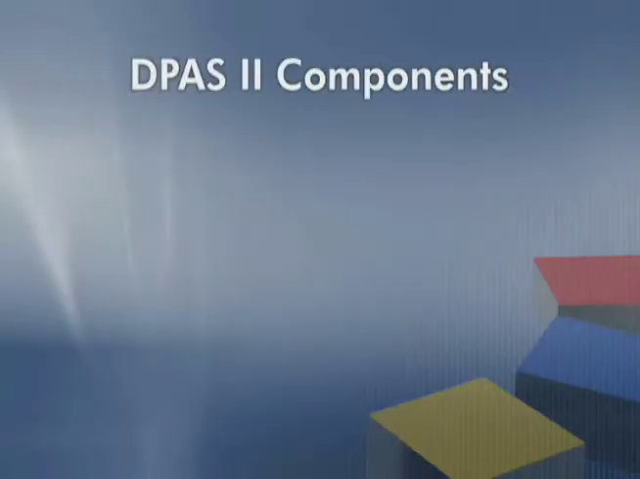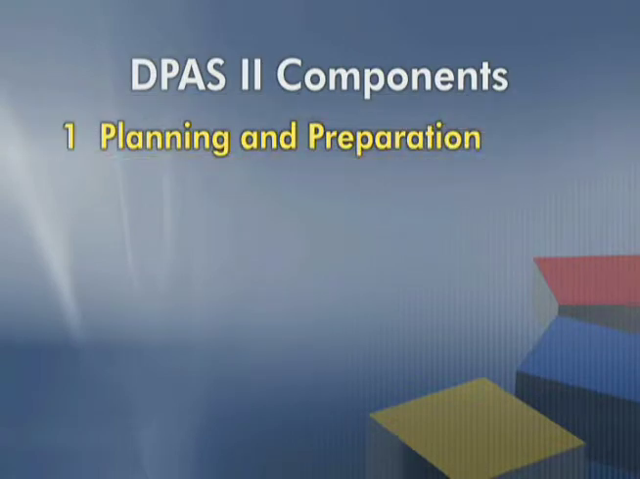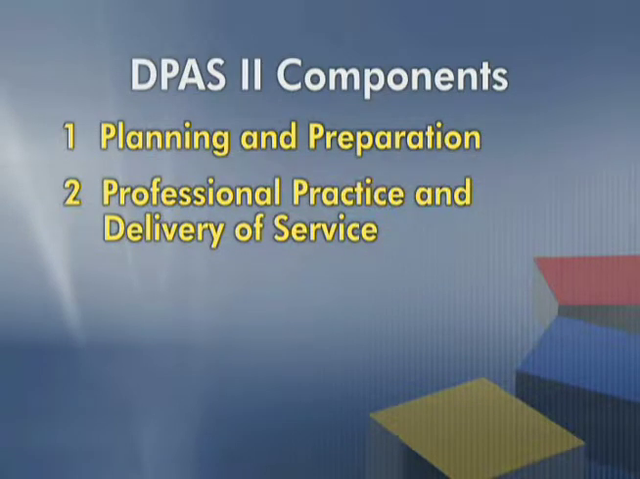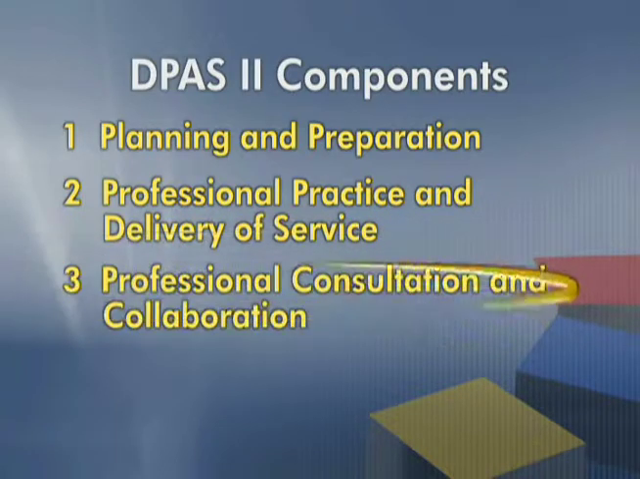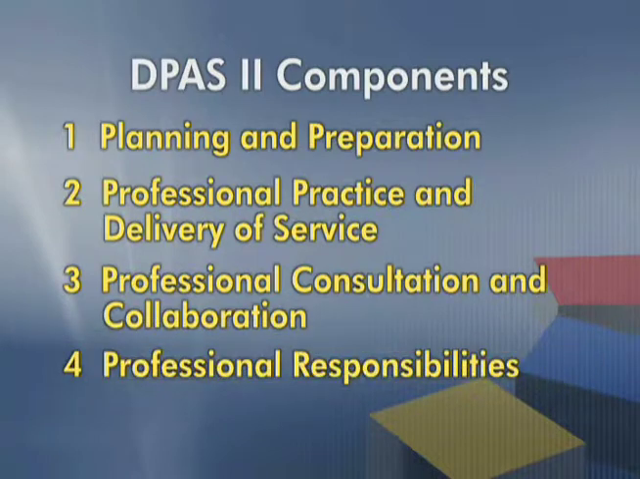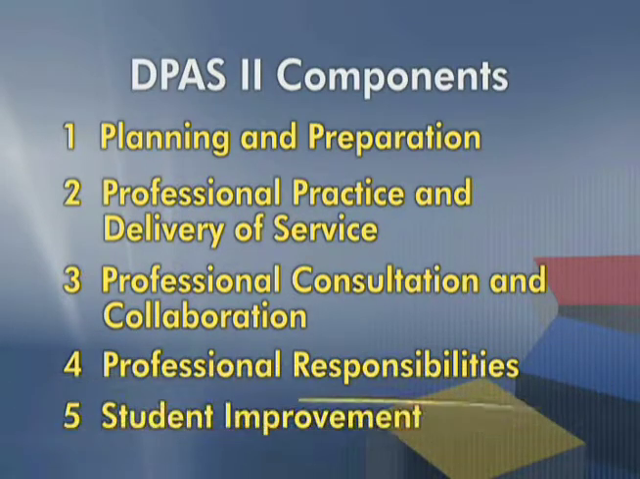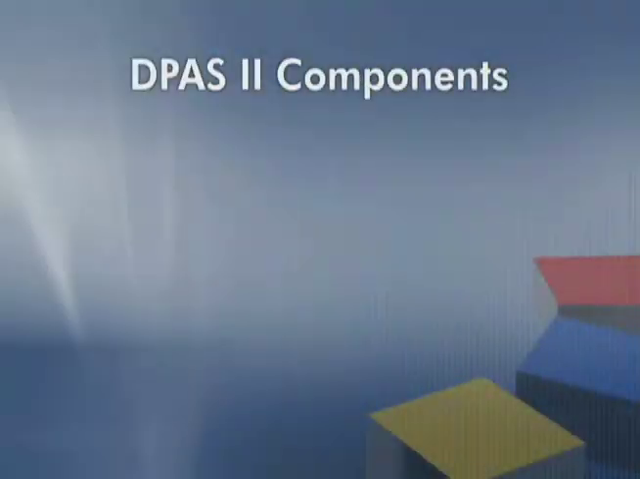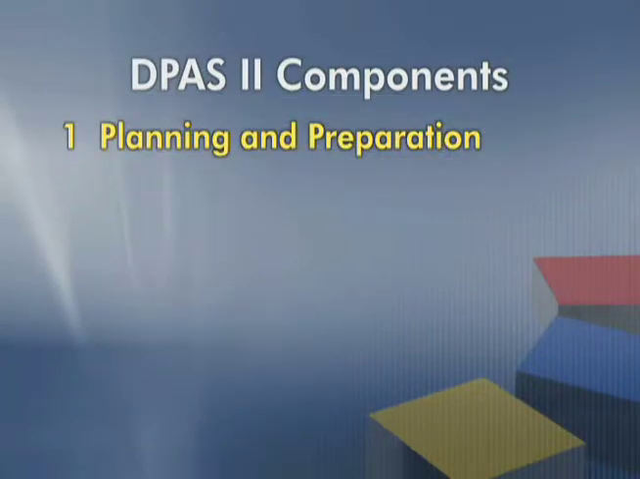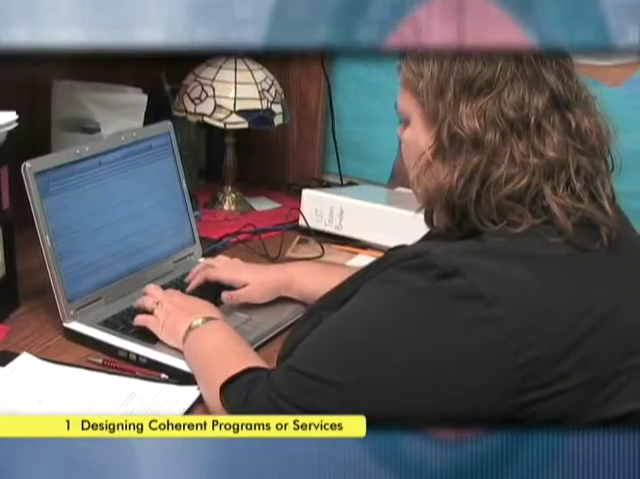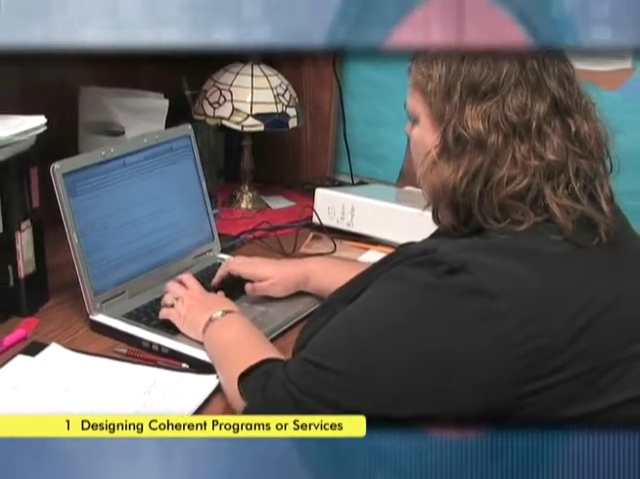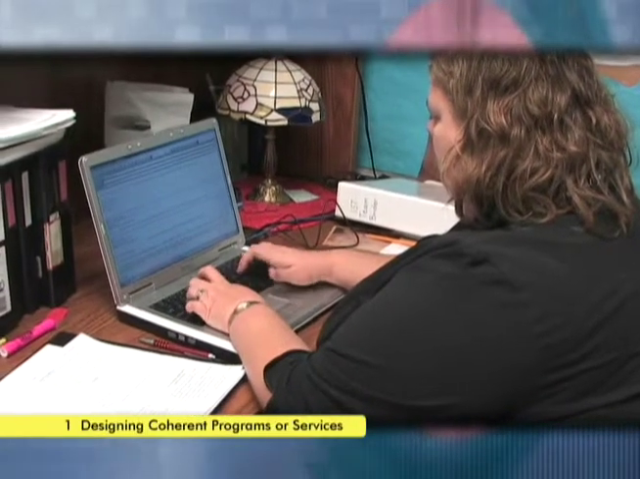DPAS II for Specialists consists of 5 components: planning and preparation, professional practice and delivery of service, professional consultation and collaboration, professional responsibilities, and student improvement. Component 1, planning and preparation, includes the following 4 elements: designing coherent programs or services. The specialist designs activities and plans for the services that support the needs of the students or clients served.